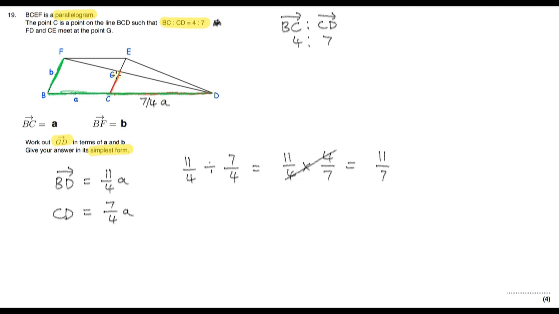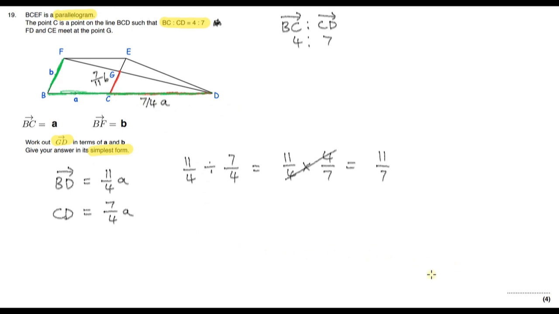Basically, this side length here, this red side length, is 7/11 of the green one. So this is going to be 7/11 B. Hopefully you can see that if this is 7/11 B, if we multiply that by 11/7, we're just going to get back to B. Because this is smaller, I've just done the reciprocal of this. So now we have both our side lengths in terms of A and B, we can give our answer.